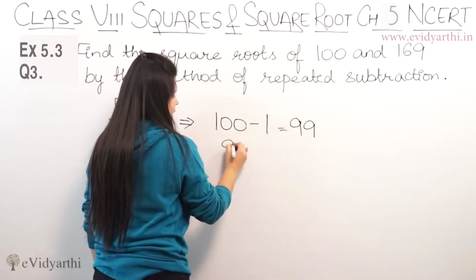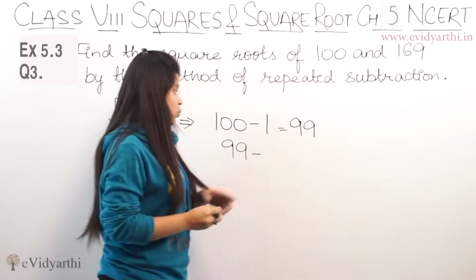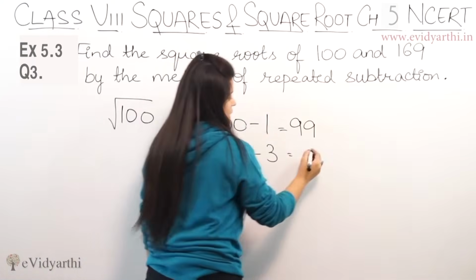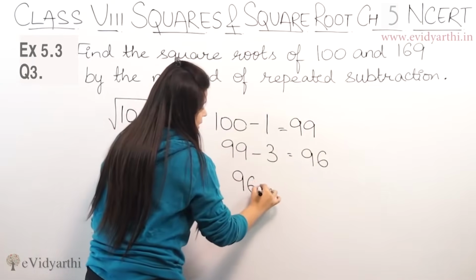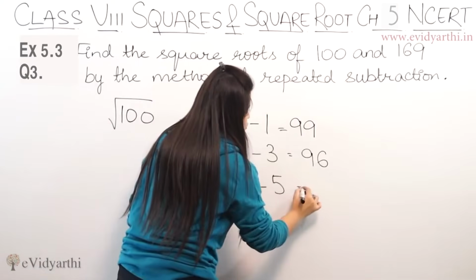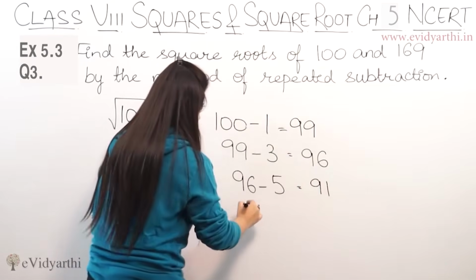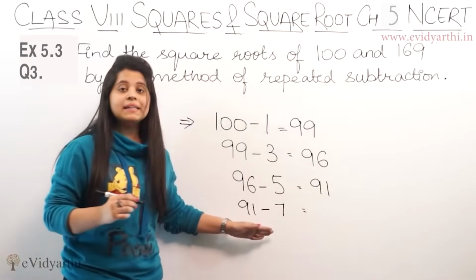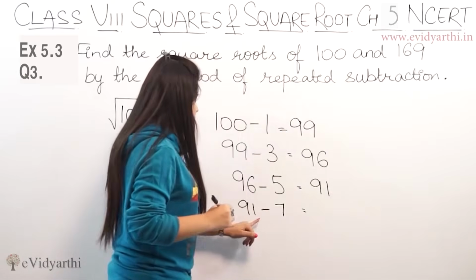99. Then 99 minus. अब next odd number क्या है? 1 के बाद it is 3. So 99 minus 3 is 96. Then 96 minus again next number क्या होगा? 5. So this will be 96 minus 5 is 91. Then 91 minus 7 because 5 के बाद next number क्या है? 7. So 91 minus 7. So this will be 84.